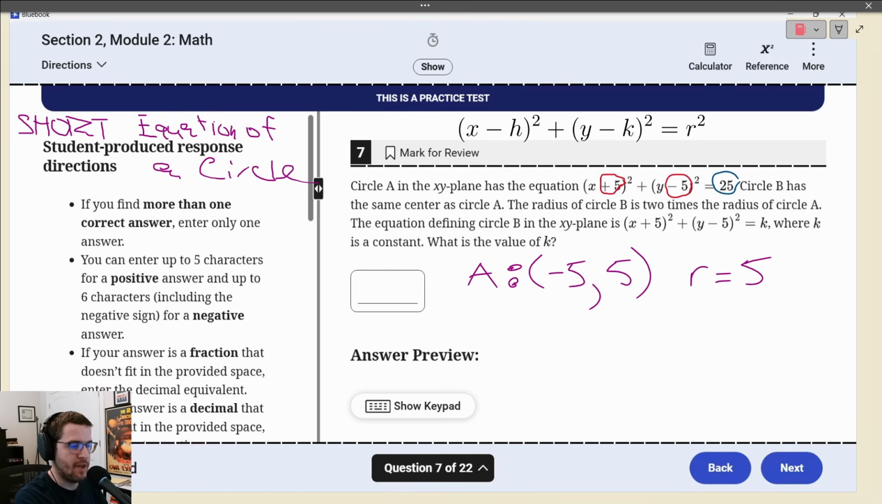Okay, so we have the center and the radius. I don't even think we need the center, but this is just good practice. You gotta know how to do that. Okay, so now let's look at circle B. It says the radius of circle B is 2 times the radius of circle A.